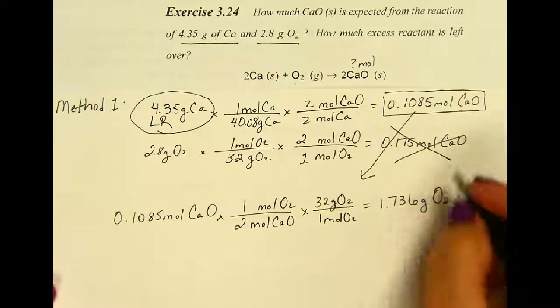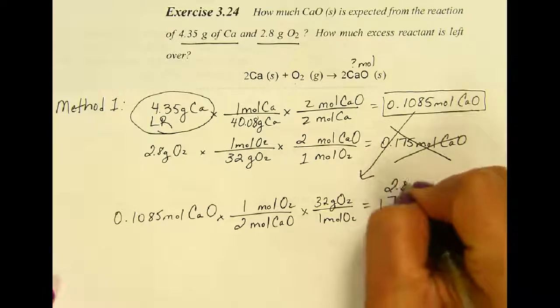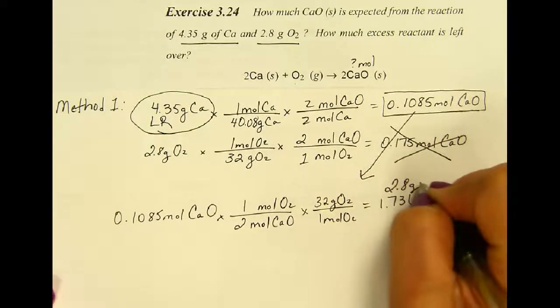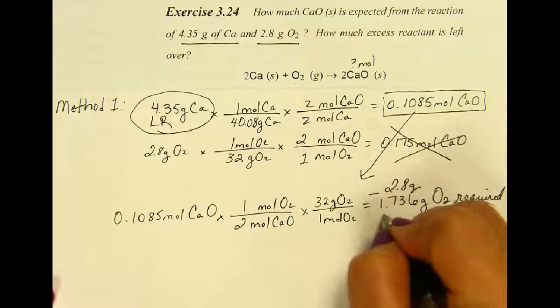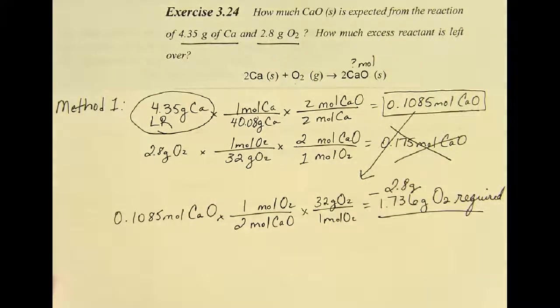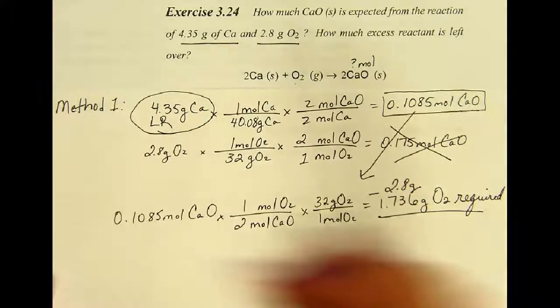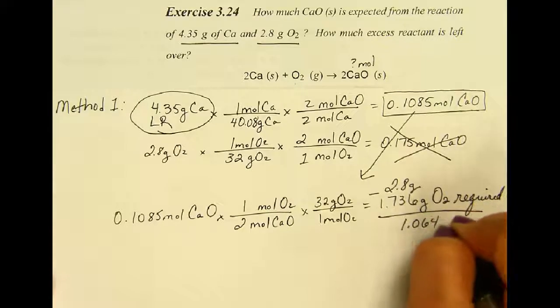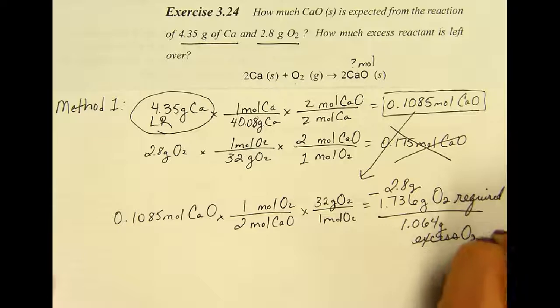required versus what we have, which is 2.8 grams originally. So 2.8 grams minus the 1.736 that's going to be used up is going to give us 1.064 grams of excess oxygen remaining.